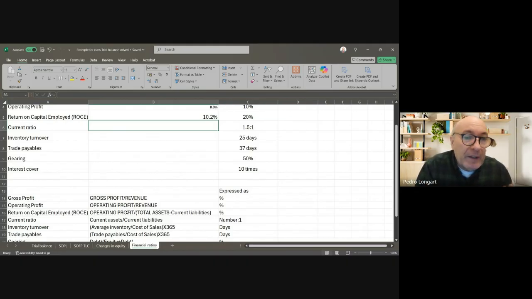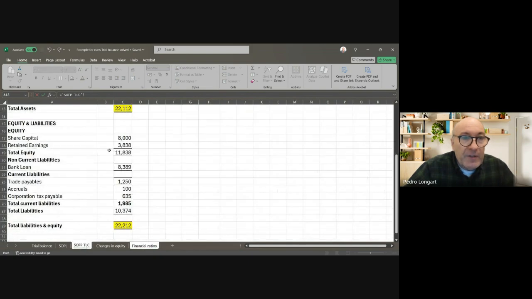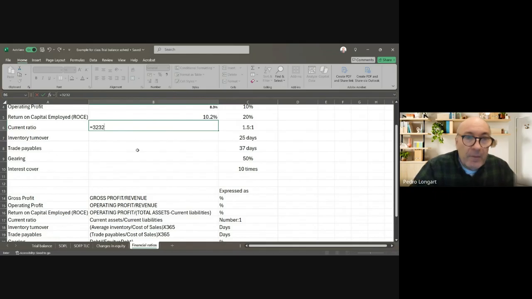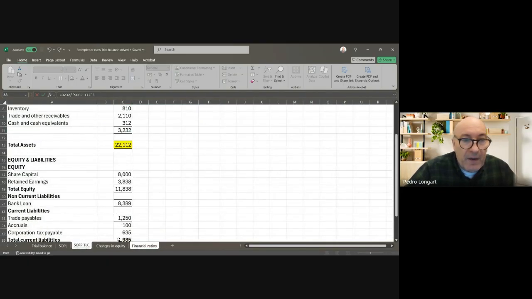That is what we call the current ratio. It means the ability, in a matter of urgency, to make use of assets that I can use now to pay liabilities that I need to pay now, right? And it's very simple. You just take your current assets, which you already have here in the statement of financial position. Your current assets are 3232, divided by your current liabilities. I have to look at what my current liabilities are. I think it was 1985. Yeah, 1985.